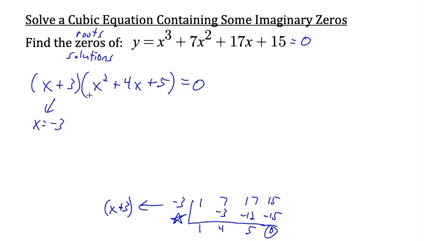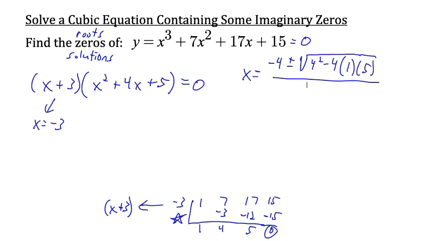In this trinomial, we have an a of 1, a b of 4, and a c of 5. So x equals the opposite of b plus or minus the square root of b squared minus 4, always 4, times a times c. All that over 2 times a. Let's continue by simplifying underneath the square root sign. So that's 4 squared is 16 minus 20. 4 times 1 times 5. All of that over 2.